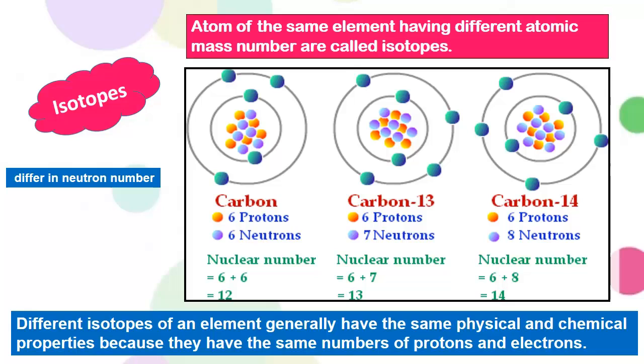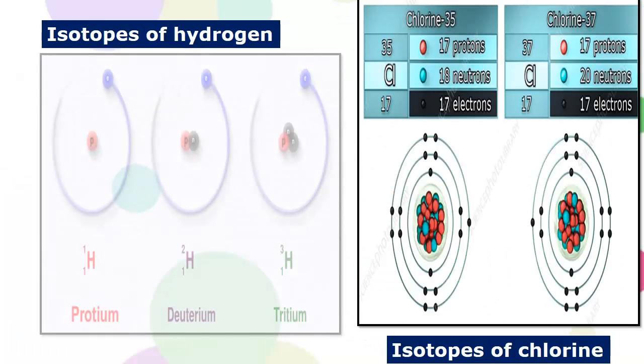Here children, the number of protons and that of electrons remain the same. But carbon 12 has 6 neutrons, carbon 13 has 7 neutrons and carbon 14 has 8 neutrons. So these types of forms are known as isotopes. They differ in only neutron number, so the chemical and the physical properties remain the same because the number of protons and electrons are the same.